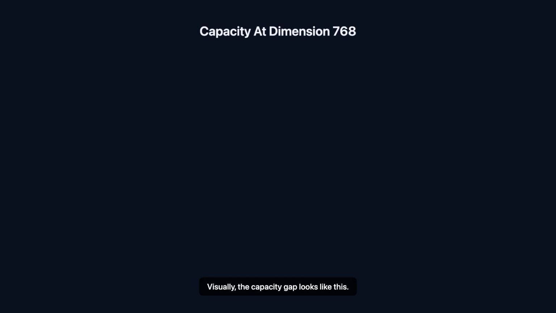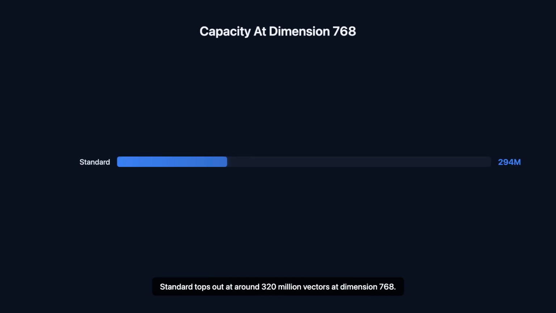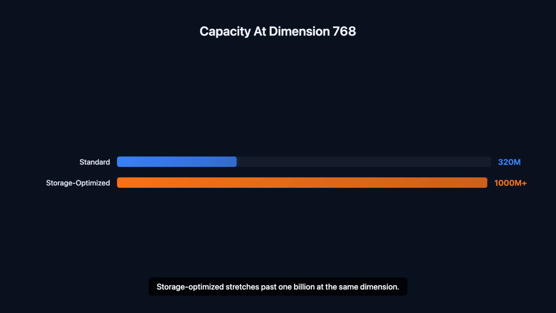Visually, the capacity gap looks like this. Standard tops out at around 320 million vectors at dimension 768. Storage optimized stretches past 1 billion at the same dimension. That's roughly 3 times the headroom for the same vector size. If you're planning a petabyte scale corpus, standard simply can't hold it.